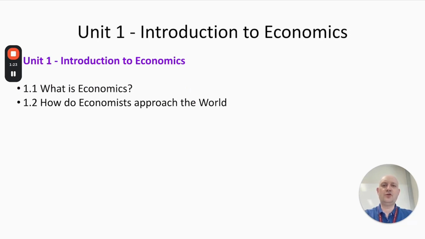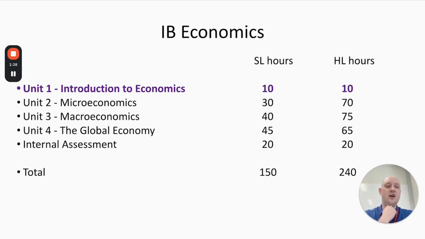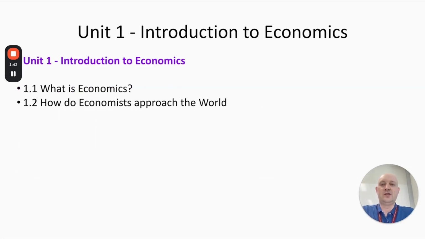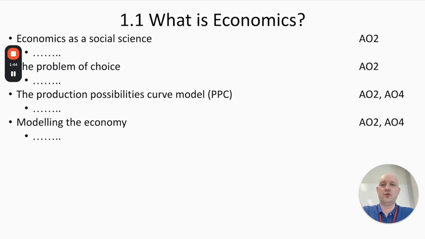So Unit 1, Introduction to Economics, is 2 chapters: What is economics, and how do economists approach the world? This is kind of like a soft introduction to economics. It's got lots of little things that we're going to go through. But I would say the course mainly starts when we get to Unit 2, Micro. That's when I think it really begins. So this is like a soft introduction to the course.